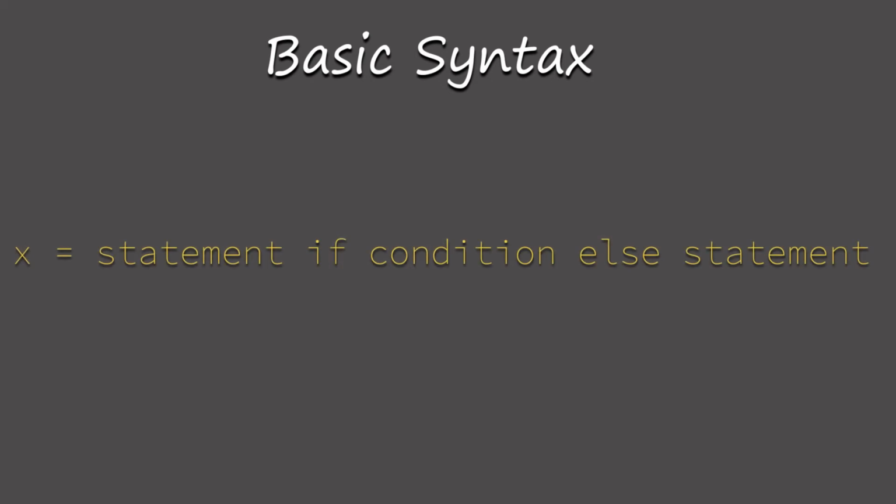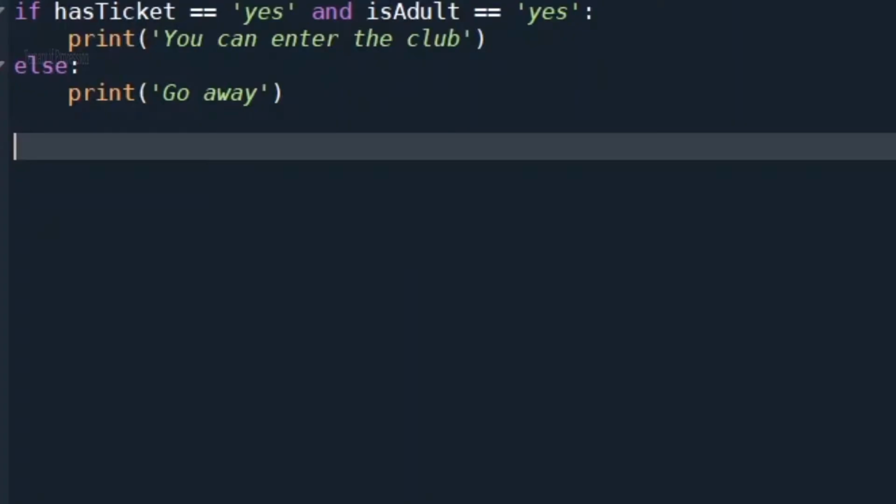There are cases in which using multi-line if statement is not a comfortable choice. For these cases, Python offers us so-called ternary if operator, the basic syntax of which is you type the variable name, then equals, then statement if the condition is true, otherwise another statement for which the condition is false.